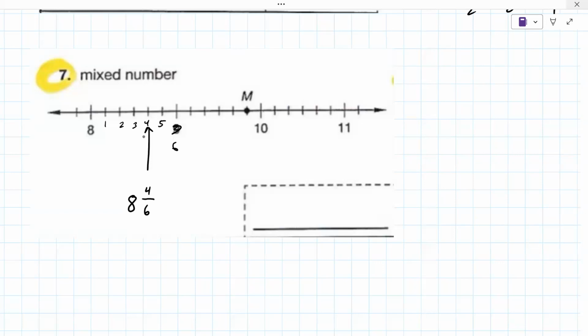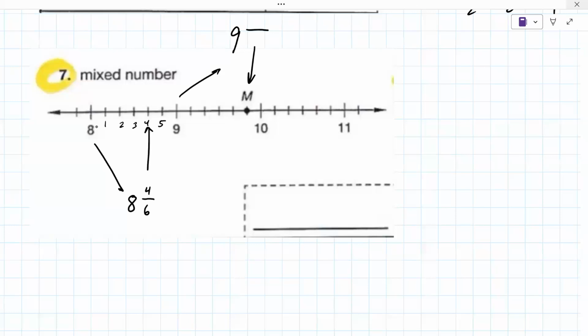All right, so now let's look at M. What's the whole number that goes with M? 10. Nope. Why did you pick 8 in the previous one? Because it says 8. You picked the left one, right? Pick the one to the left of it. So what's left of M? 9. So it's 9.